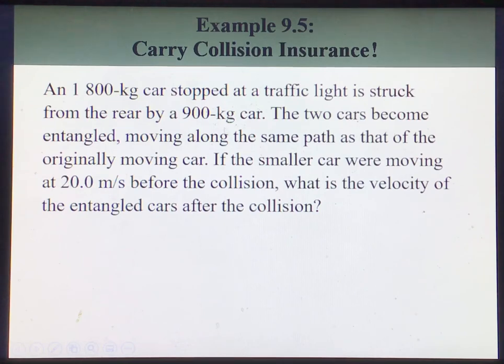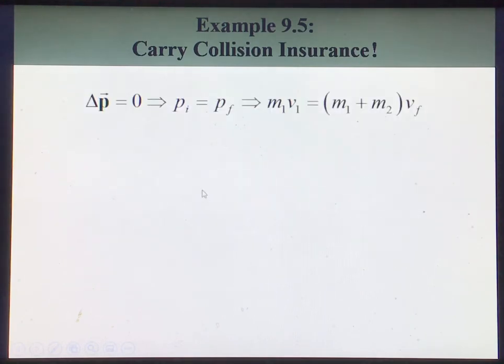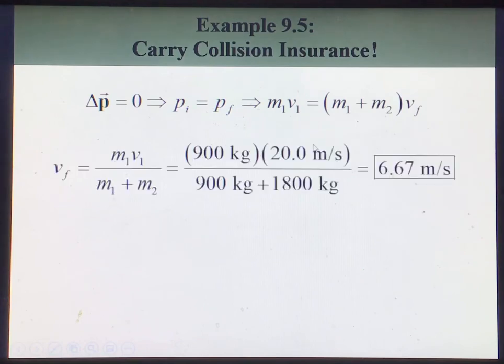So this is just an example of an inelastic collision. We said that in an inelastic collision, the two particles get entangled together and move as one unit. So because the change in the momentum is equal to 0, I can say m1 v1 is equal to (m1 plus m2) times v final. And so if I solve for v final, I get this equation right here. So after the collision, the two cars get entangled and they move with this combined velocity of 6.67 meters per second.